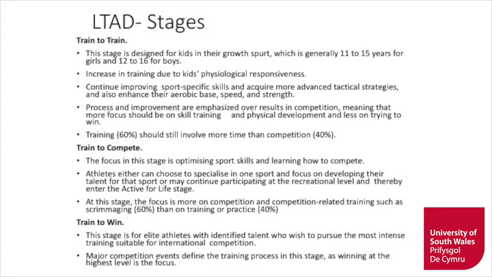Training to compete. This focus is around the optimal sports skills, learning how to compete. Athletes can choose to specialise in one sport, focusing their development and their talent on this sport. They may then continue recreationally to take part in other sports and enter the active for life stage. But at this stage, the focus should be on one sport in particular, looking at the competition and competition-related training such as scrimmaging, playing games, and so forth. 60% on that, and then 40% on training and practice.